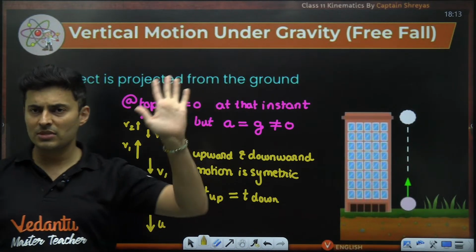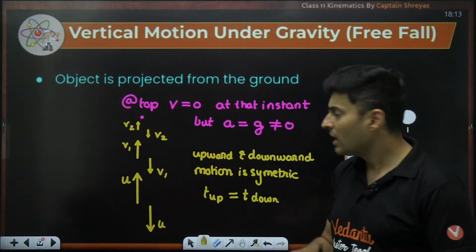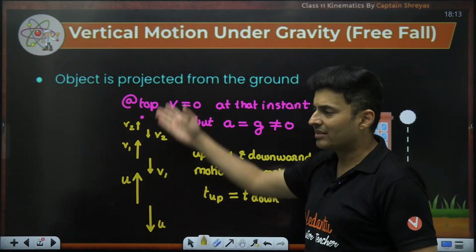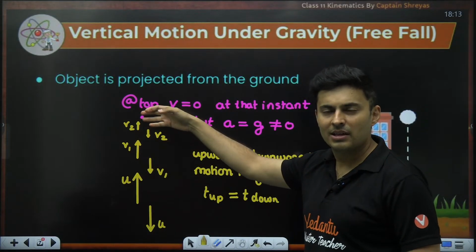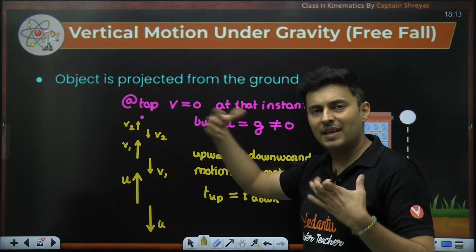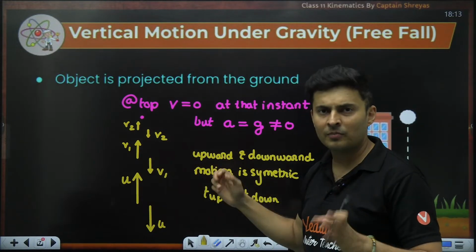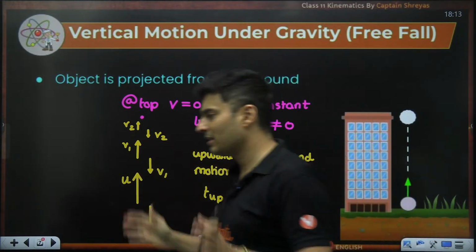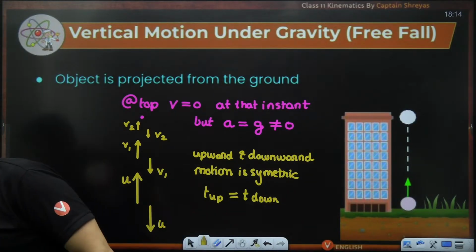Everybody clear? Give me a thumbs up till this point. Why is the motion symmetric, if somebody might ask? The answer is because acceleration is the same. Whatever happens while going up, the same acceleration is there, so it will do the same things. So same changes in speed every second, but direction will be opposite. Clear, everyone? I hope this is absolutely clear.